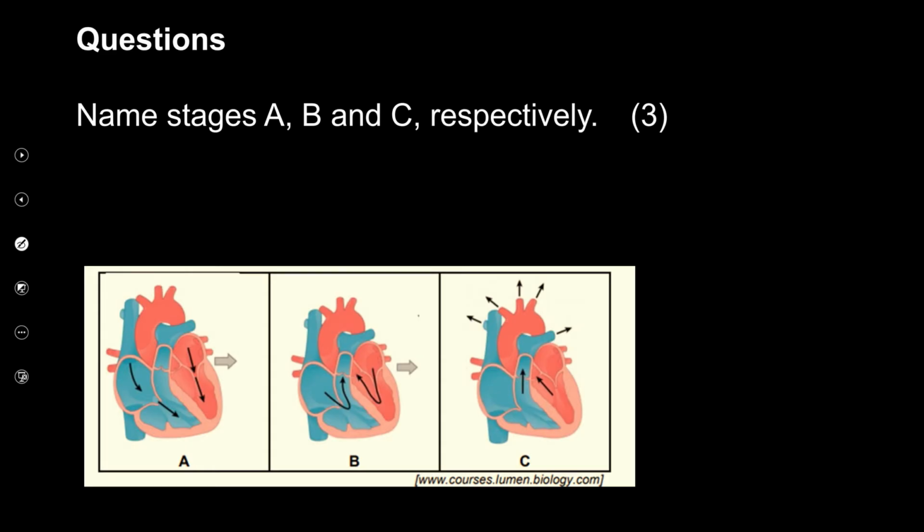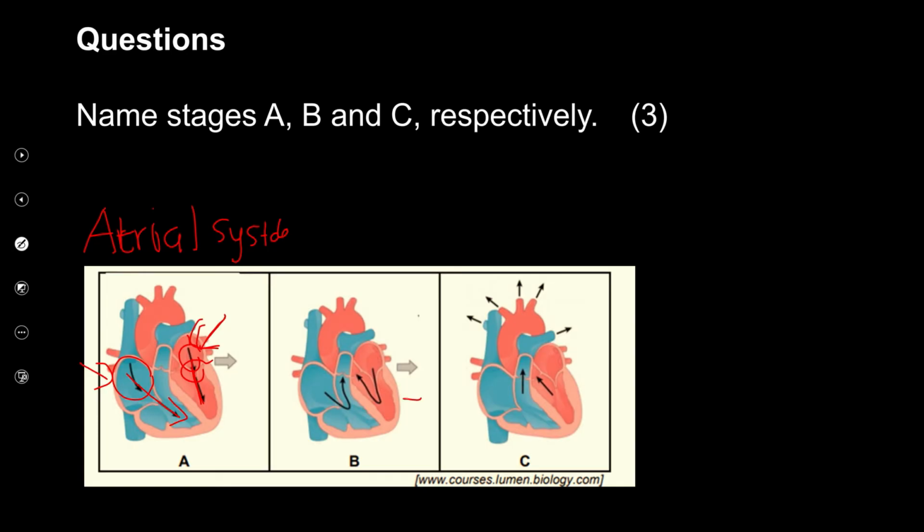Now I want you to have a look at what's happening here. In the first stage, the blood is moving from the atria to the ventricles, which means that for that to happen, what must contract? The atria, sorry, they're contracting, so it must be systole. Right, the blood doesn't just rush through, the atria must contract, and the valves open, and it goes through to the ventricles. The next one over here, look what's happening.